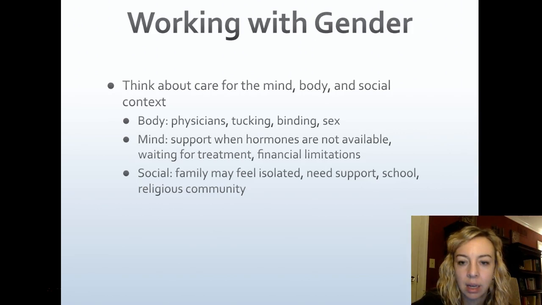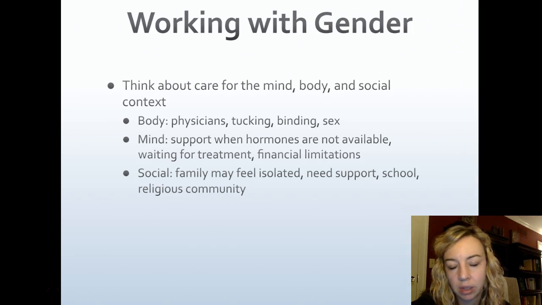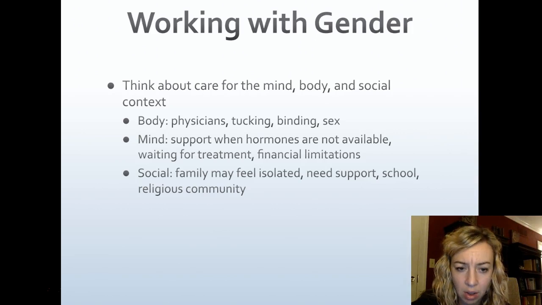The mind, often folks have to wait in order to go through a transition to get medical clearance for treatments or for hormones or something like that. They may have financial limitations. They might not be able to go through the kinds of transition that they want, and that is very, very stressful. And so supporting them in the midst of that.